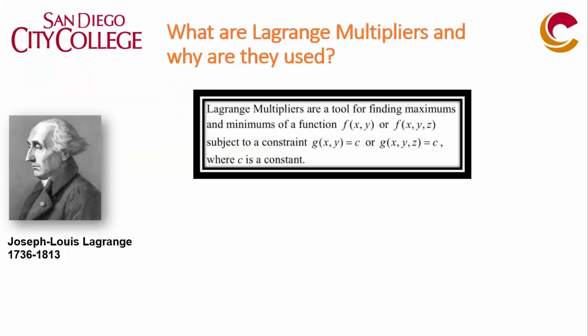What are Lagrange multipliers? Lagrange multipliers are a tool for finding maximums and minimums of a function f of x and y, or f of x, y, z, subject to a constraint g of x, y equals c, or g of x, y, z equals c, and c is a constant.